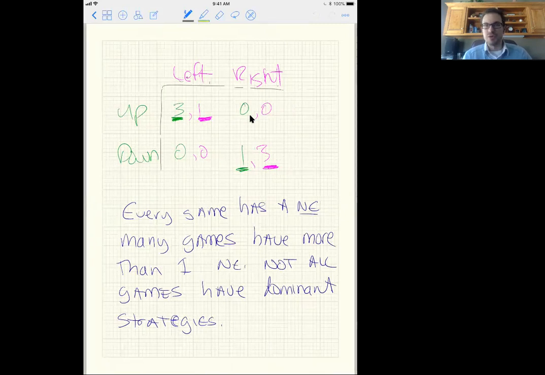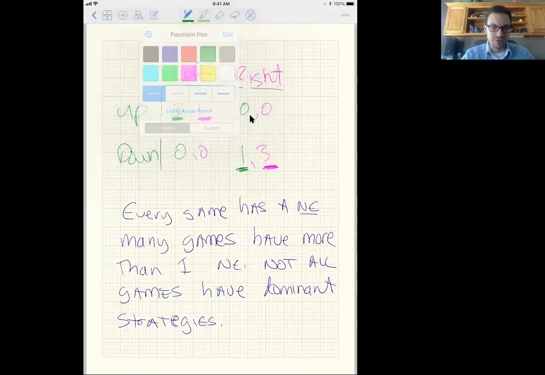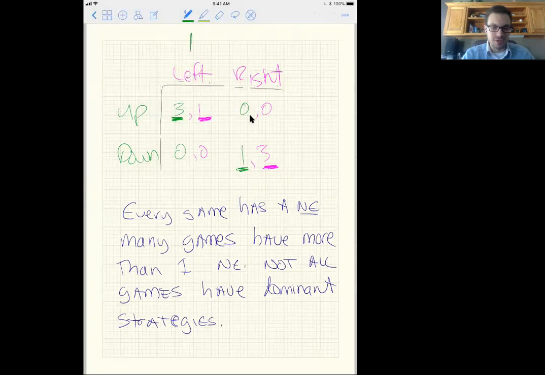Okay, so now I'll show you a game that doesn't have a dominant strategy. Here, by this best response method, I've underlined each player's best response. Let me just do this in real time so you can see this. Suppose column player is choosing left. What should row player do? Well, row player could choose up and get 3 or down and get 0. They'd rather go up and get 3.